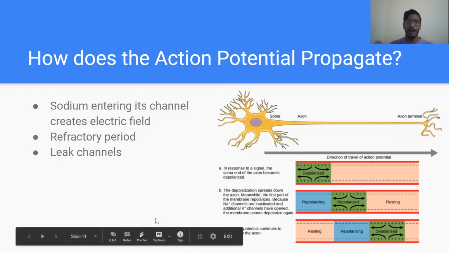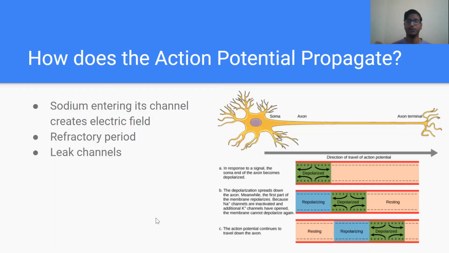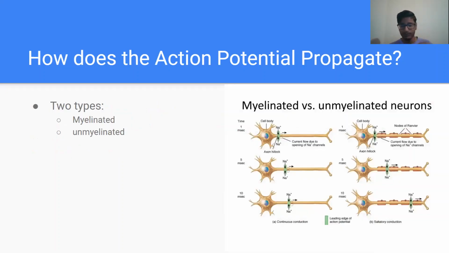Something I've mentioned is the importance of the membrane potential and how crucial it is to determining action potential generation and propagation. To make sure that the membrane potential is where it needs to be, we have leak channels for sodium and potassium to help regulate the membrane potential and fine tune it and ensure that action potential generation and propagation occurs flawlessly. And there are two types of neurons, myelinated and unmyelinated, and the action potential travels down them differently.